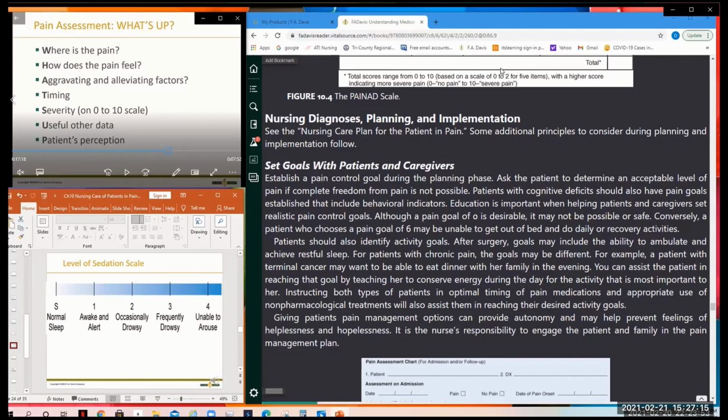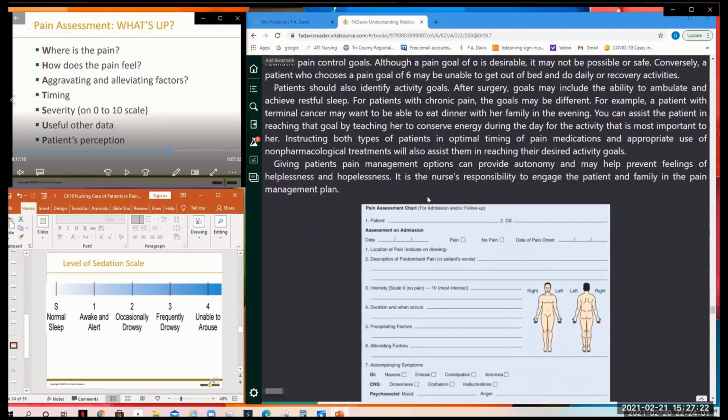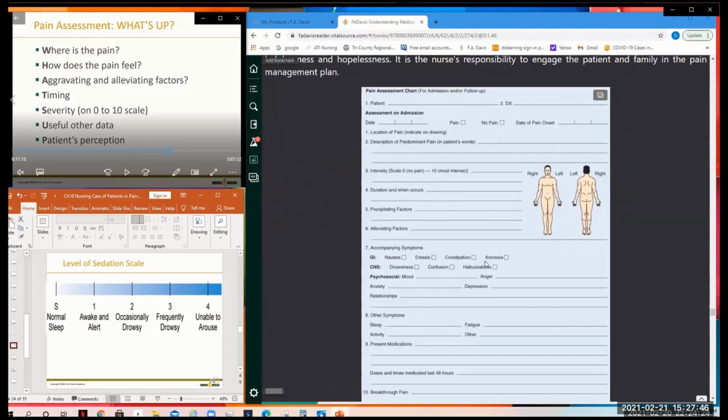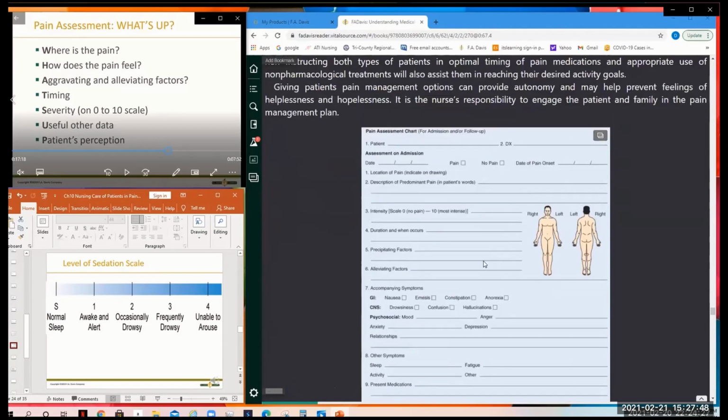Giving patients pain management options can provide autonomy and may help prevent feelings of helplessness and hopelessness. It is the nurse's responsibility to engage the patient and family in the pain management plan. Figure 10.5 is a modified pain assessment chart, and it shows 10 different sections that are completed by the patient.